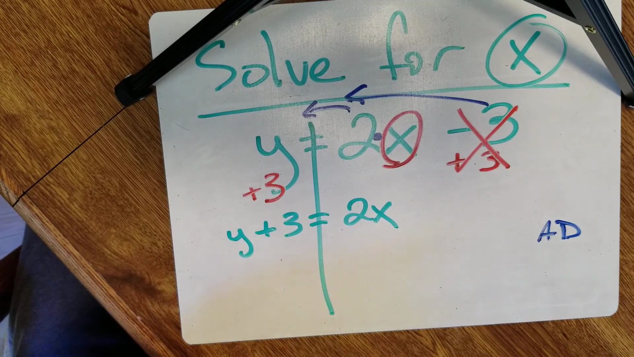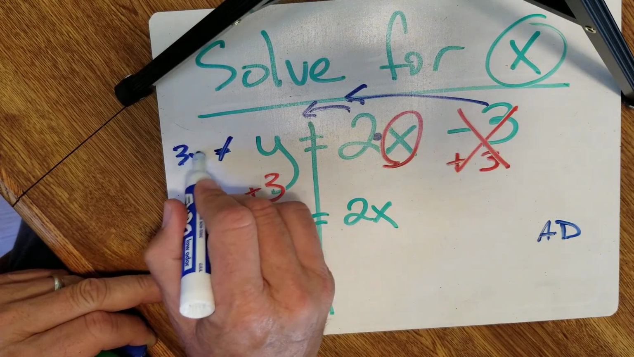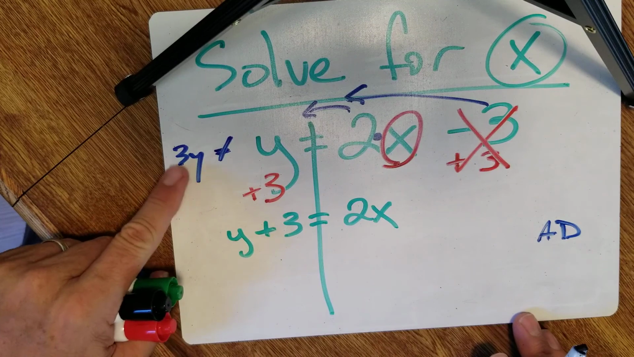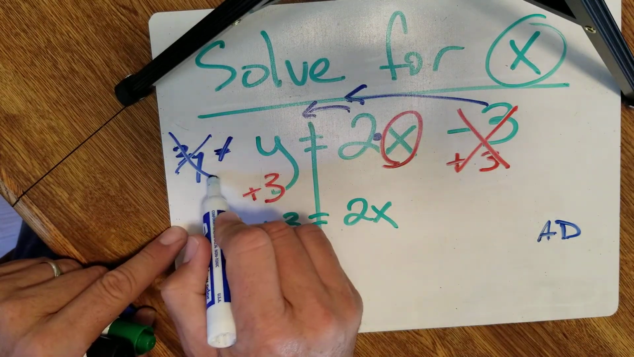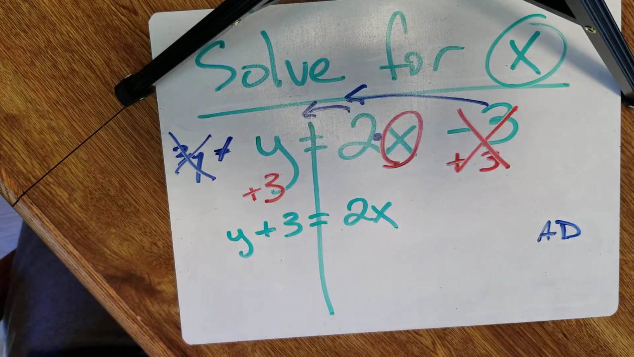By the way, special alert, 3 plus y does not equal 3y. So be aware of that. 3y, that's 3 times y. That is not the same as y plus 3. So this is different than that.